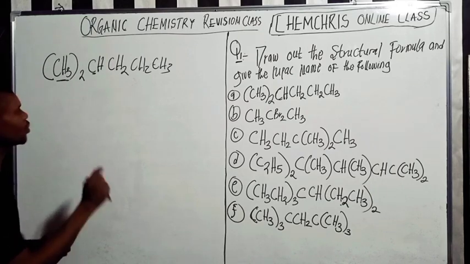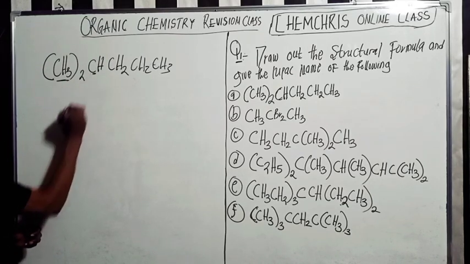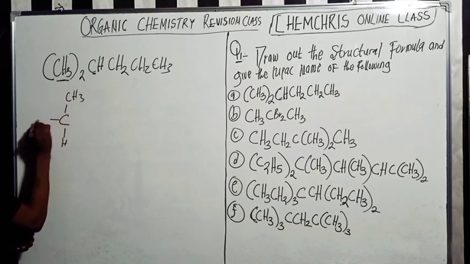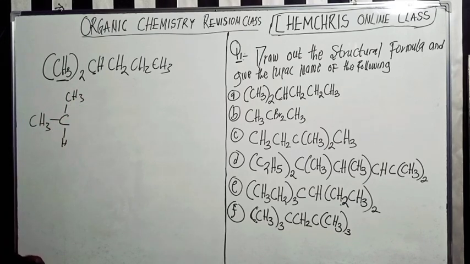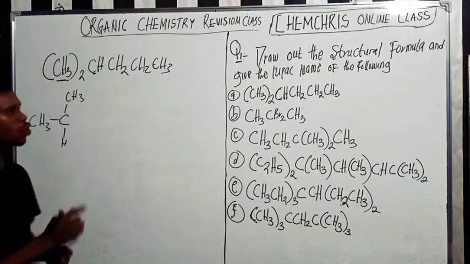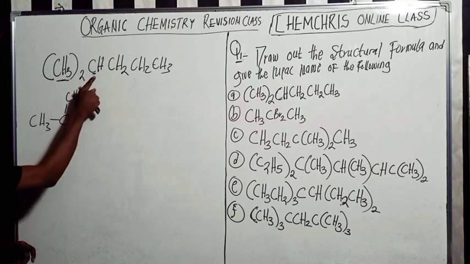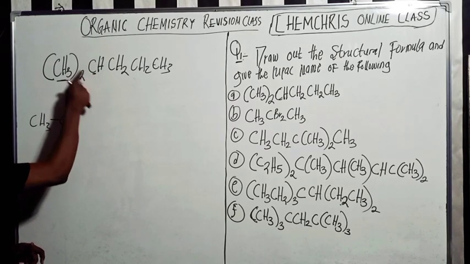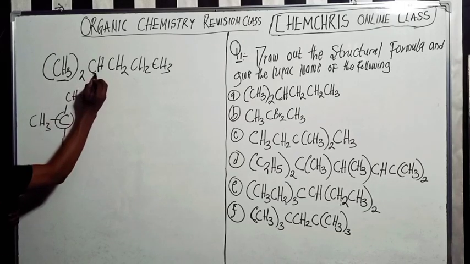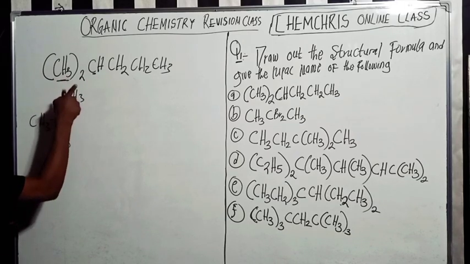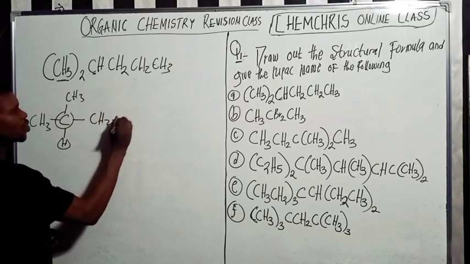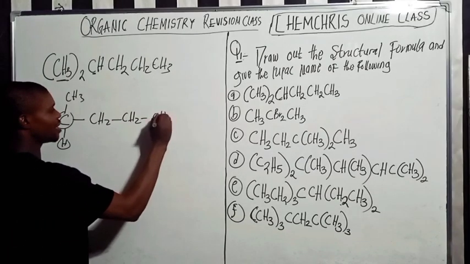two methyl groups. So this carbon is carrying a hydrogen, then CH3 and CH3. Believe me, so many students will fail this in the exam. So when I see something like this, understand that this carbon is carrying CH3 twice. So this is the carbon atom, this is the hydrogen, and then we have the two CH3, then CH2, CH2, CH3.